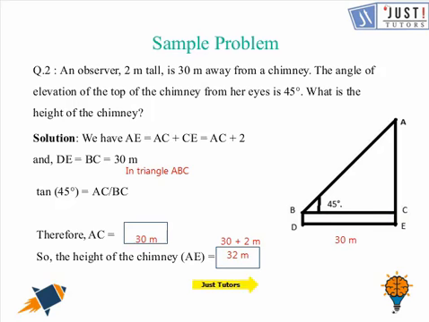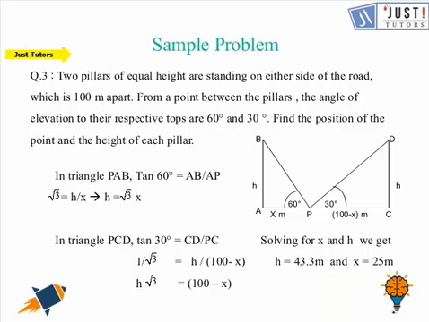Let's move on and have a look on one more question there. So the question says two pillars of equal heights are standing on either side of the road which is 100 meters apart. So let's say that BA and DC are the two pillars of same height, and the distance between AC would be 100. From a point between the pillars, that is the point P, the angles of elevation of the respective tops are 60 degree and 30 degree. So if from point P we are looking at this top and that top respectively, the angles so formed are 60 and 30. Find the position of the points and the heights of each pillar.